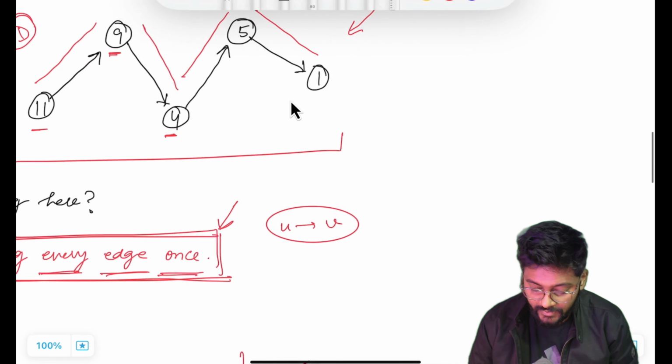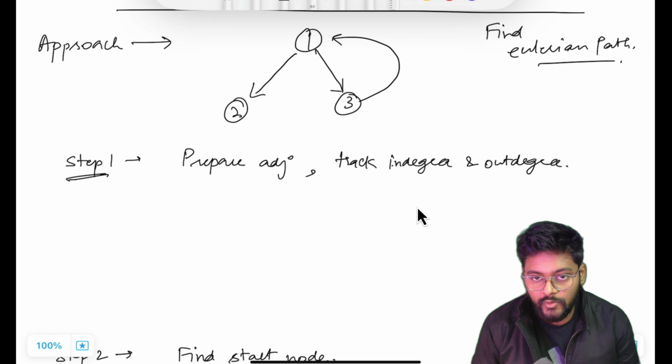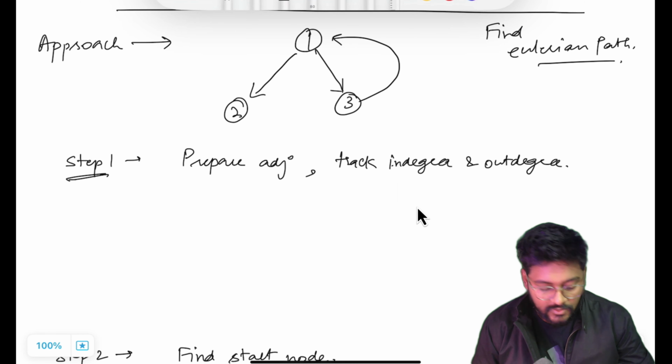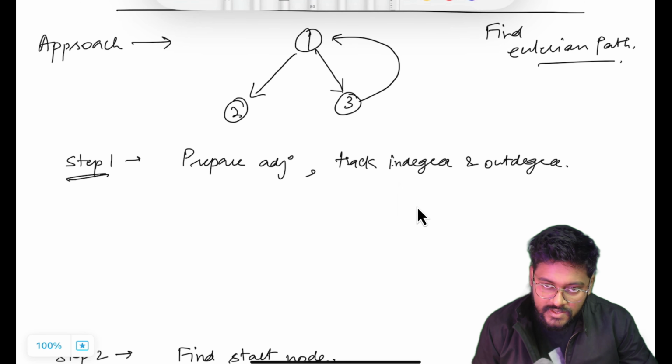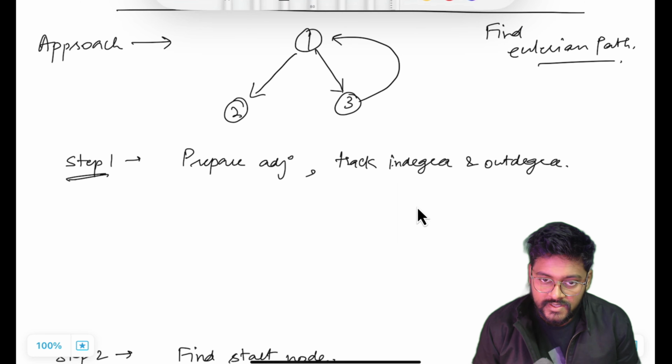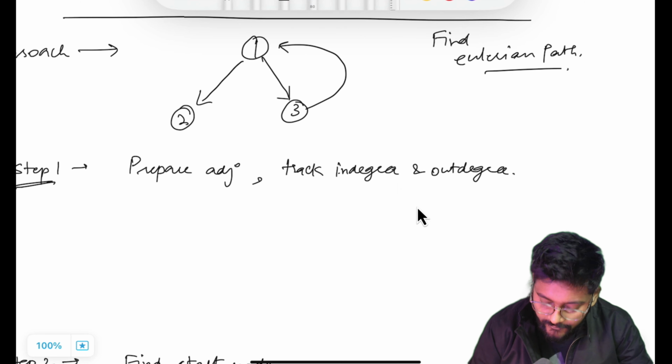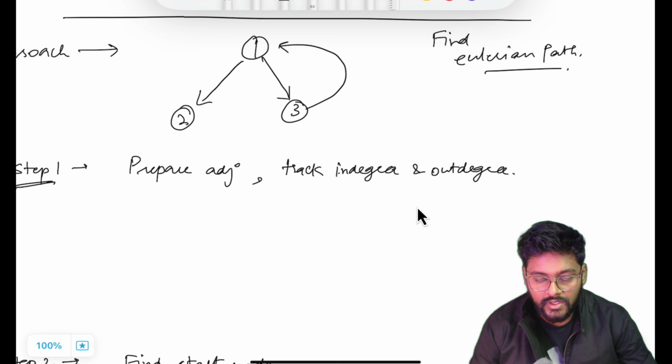Here our approach would be to just find the Eulerian path from the given directed graph. The first step would be to prepare the adjacency from the given pairs. Given pairs are the edges of this graph. So from those edges we have to prepare the adjacency and track the in degree and out degree of every single vertex. Let's say these are the edges given to us and we have to prepare the adjacency out of them. For adjacency I can take a map. 1 has a neighbor 2, 1 also has a neighbor 3, and 3 has a neighbor 1. Okay, the adjacency list is prepared.